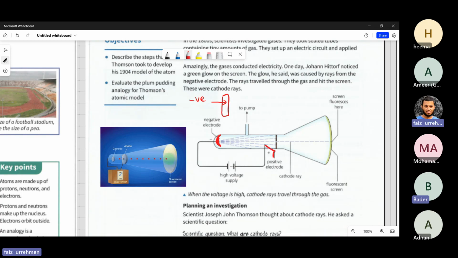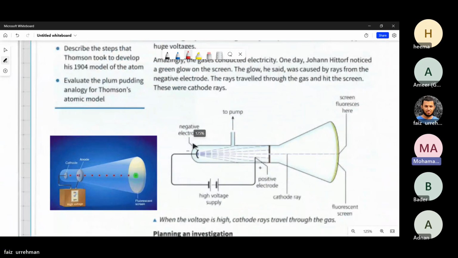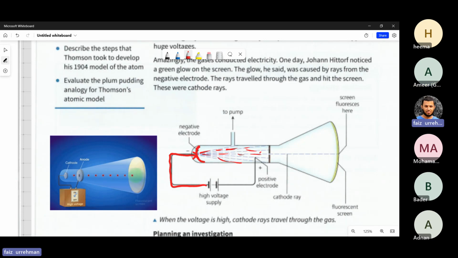And here you have a positive electrode, means what? An electrode, a material that has overall positive charge. So what do you see? When you pass electricity, what is happening? The electricity is going here, and this electrode is doing what? Emitting electrons in all the directions. Emitting electrons. Okay.